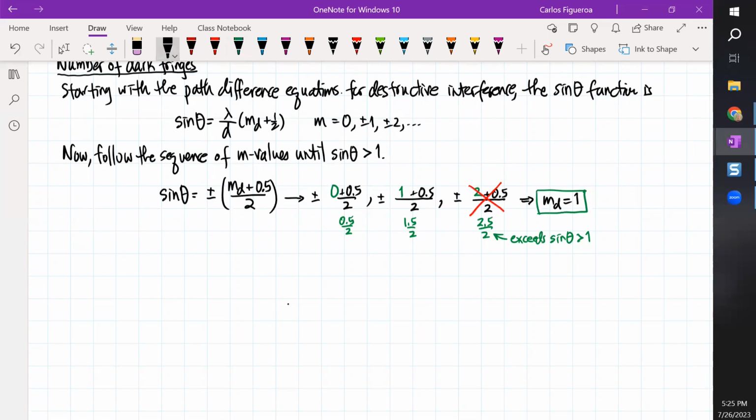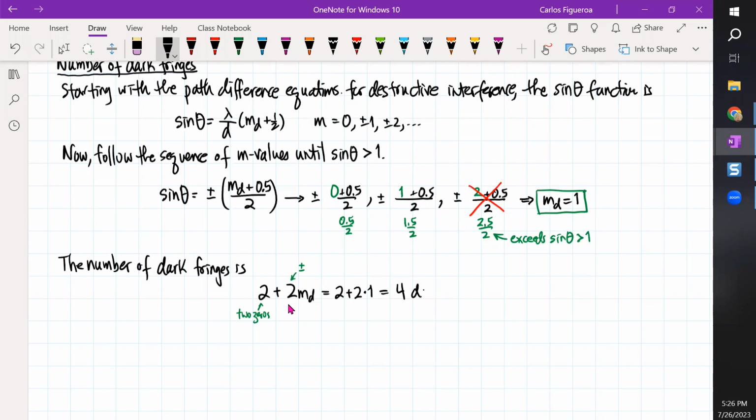So now I can use our relationship from lecture. The number of dark fringes is going to be 2 plus 2 m d. Now remember, what's the 2 for? There are 2 zeros here, right? And then the fact here is that we have plus and minus signs for m d, so I need two of these values. So this becomes 2 plus 2 times 1. So I see that I'm going to have 4 dark fringes.